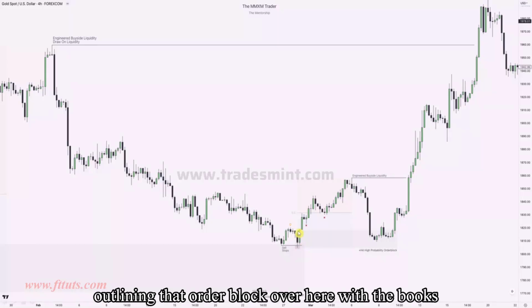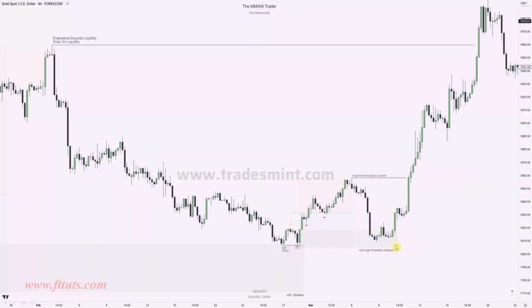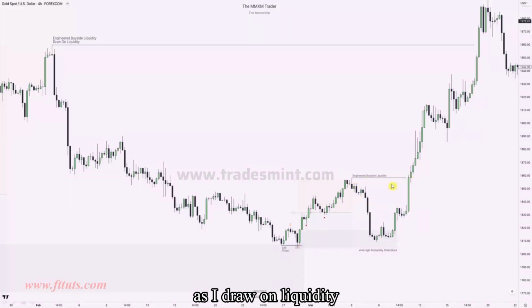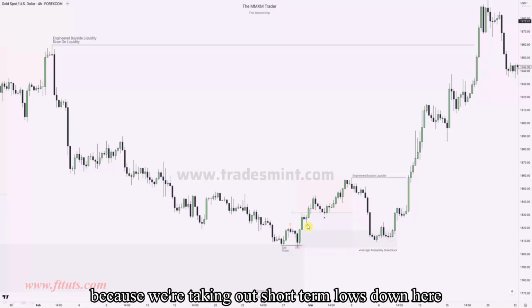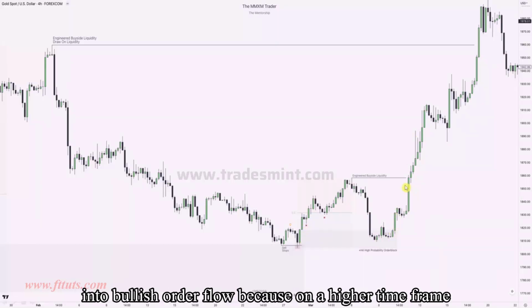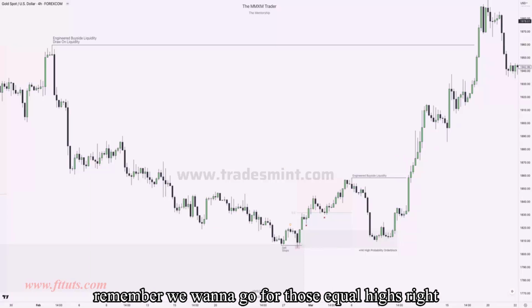Outlining that order block over here with the box, this gray box. We have the engineered liquidity up here. As I draw on liquidity, we've got inducement, right? Because we're taking out short-term lows down here. So sell stops have been taken out back into that order block, and then price action is ready to go into bullish order flow. Because on a higher time frame, remember, we want to go for those equal highs, right?